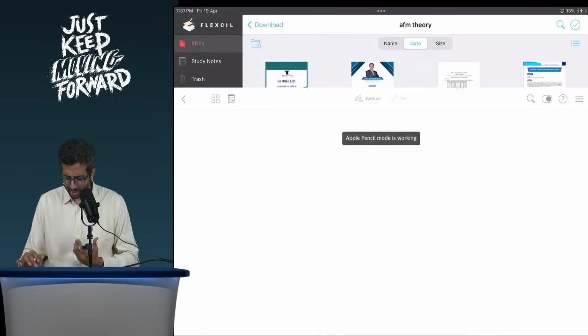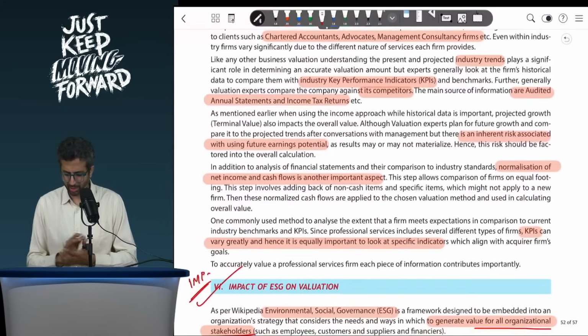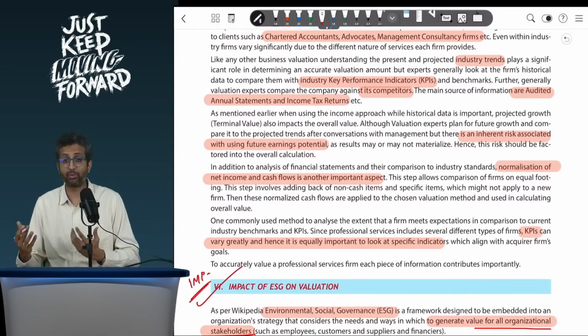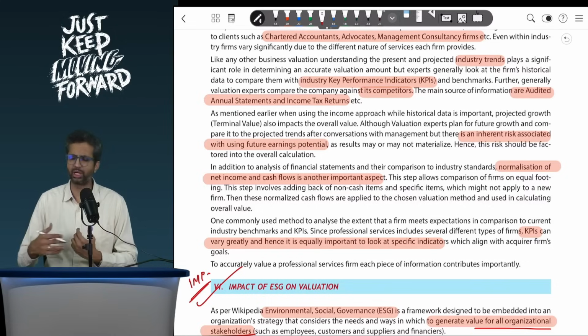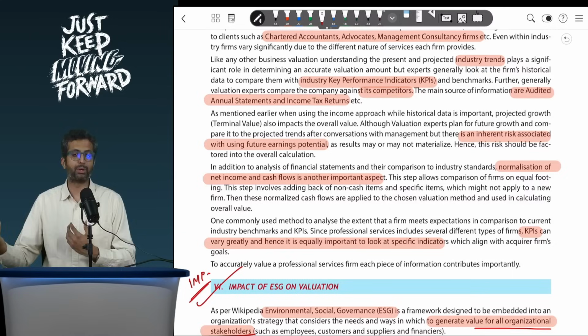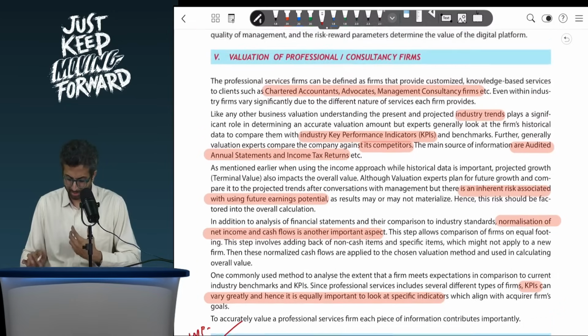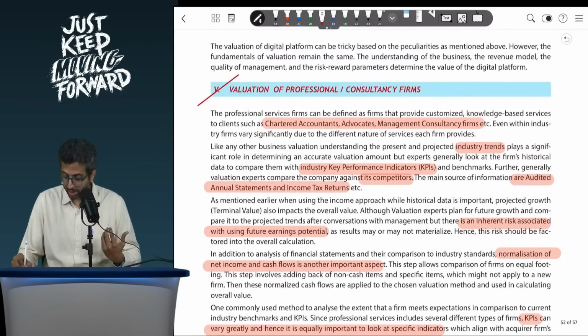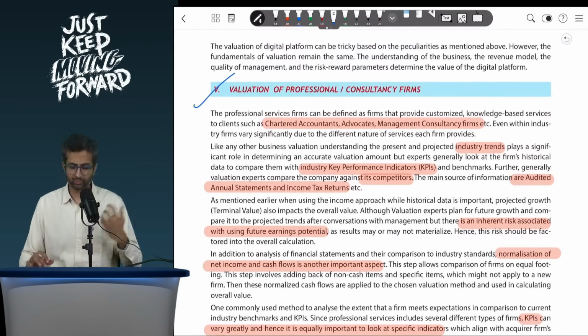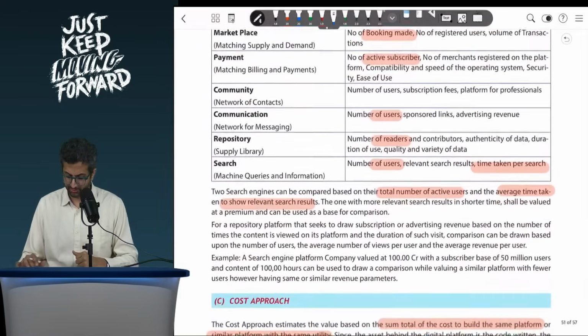So you can just quickly read up this theory. I've tried to mark up a few keywords that you can possibly use. Key performance indicators, KPIs, industry competitiveness or attractiveness as compared to peers, valuation based on audited financial statements, etc. are a few keywords that you can possibly remember. But there's no unique valuation problem per se in these professional consultancy firms.